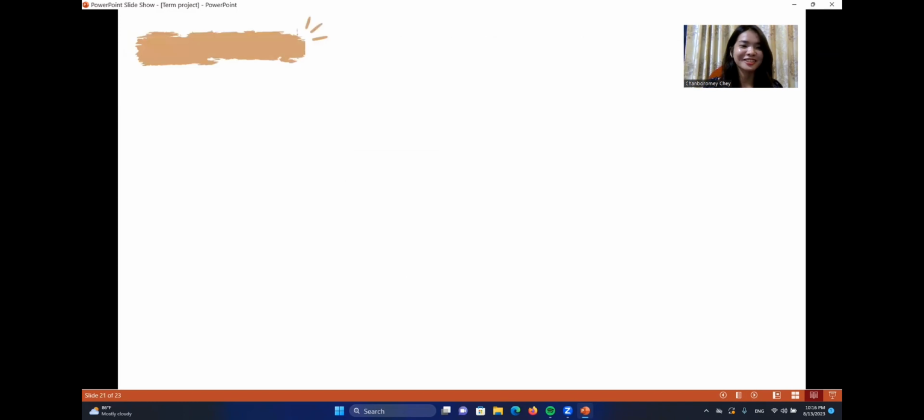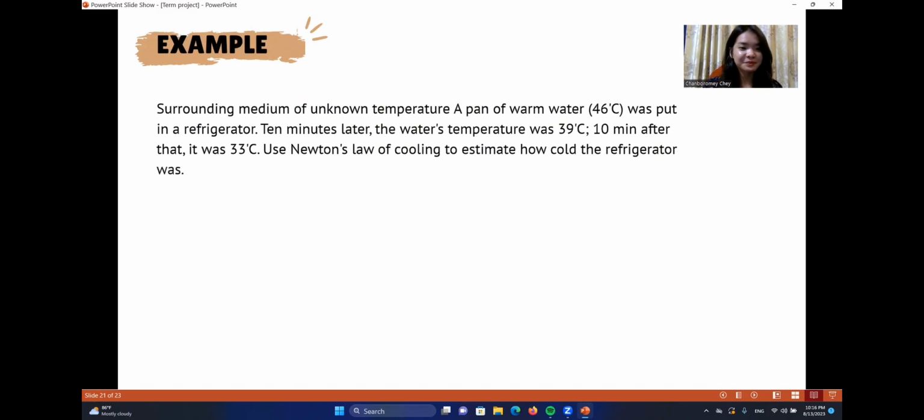Hope you understand it well. And I give you another example: a surrounding medium of unknown temperature, where a pan of warm water at 46 was put in the refrigerator. 10 minutes later, the water temperature was 39, and 10 minutes after that, it was 33. For this example, they want us to use Newton's law of cooling to estimate how cold the refrigerator was.